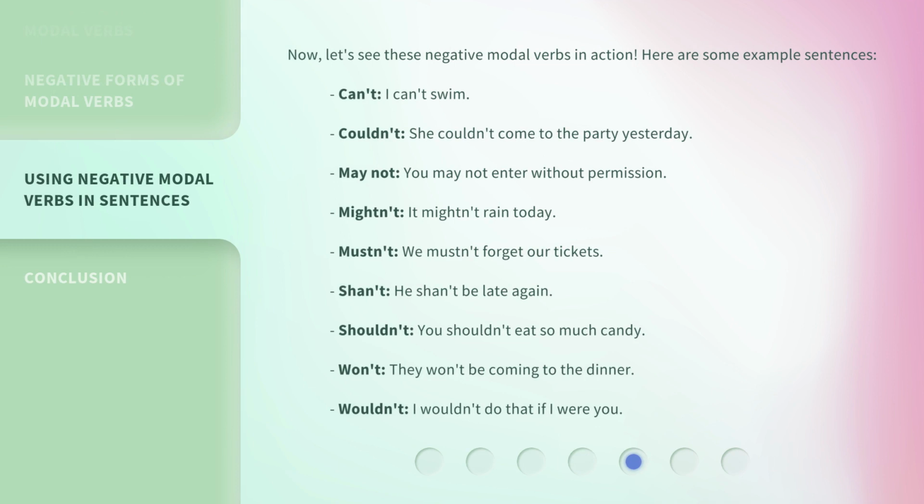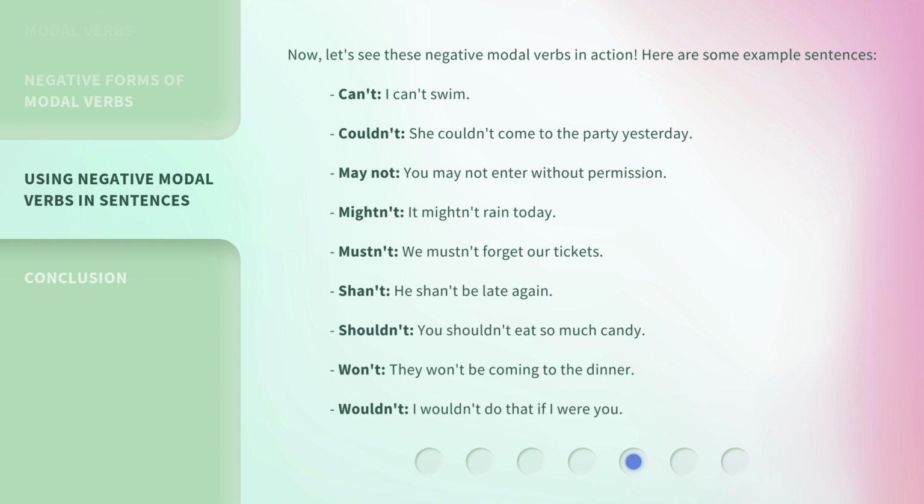Now, let's see these negative modal verbs in action. Here are some example sentences. Can't: I can't swim. Couldn't: she couldn't come to the party yesterday. May not: you may not enter without permission. Mightn't: it mightn't rain today.